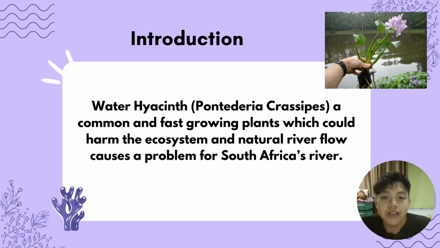So, as we all know, water hyacinth is a common aquatic plant which is quite abundantly available in our nearby rivers, and this species of plant can harm the surrounding ecosystem and the natural river flow, which is why it can cause a problem for South Africa's rivers.